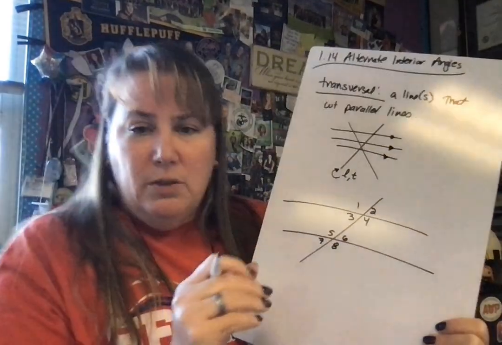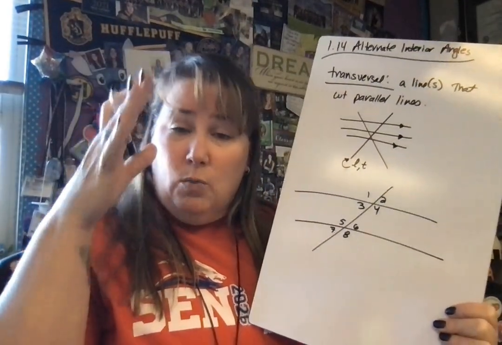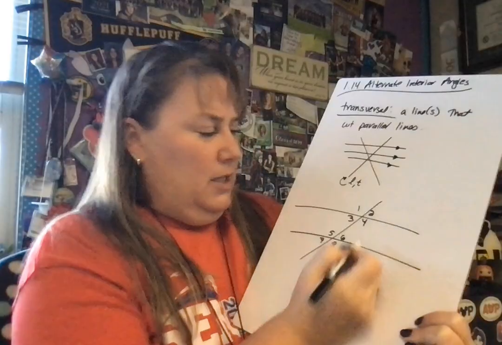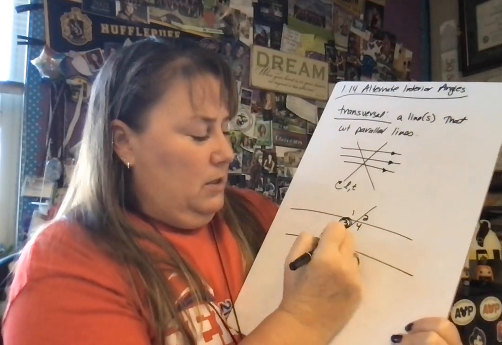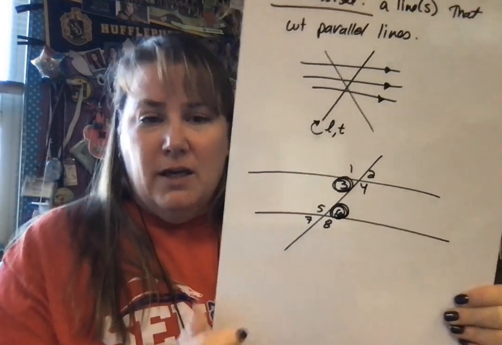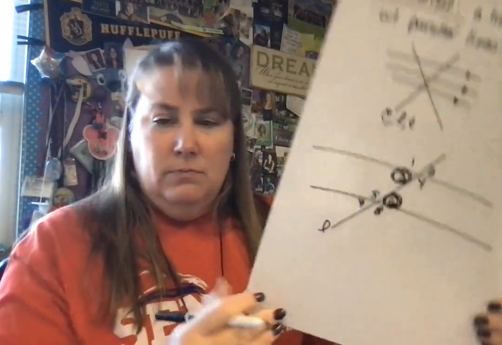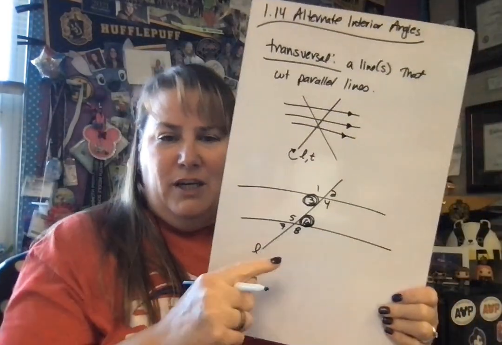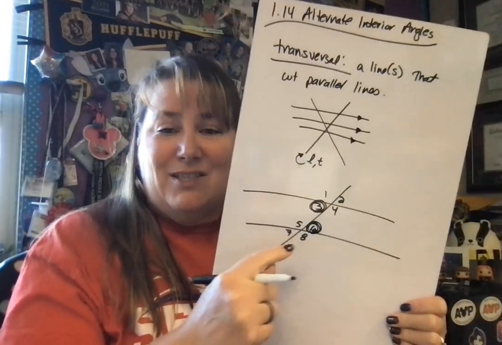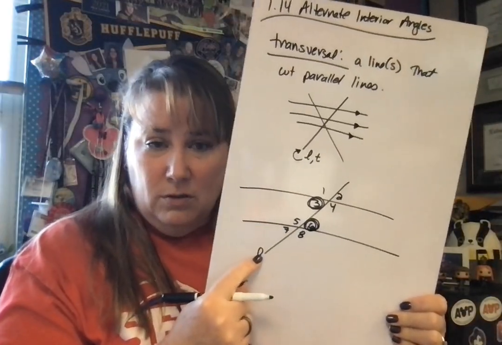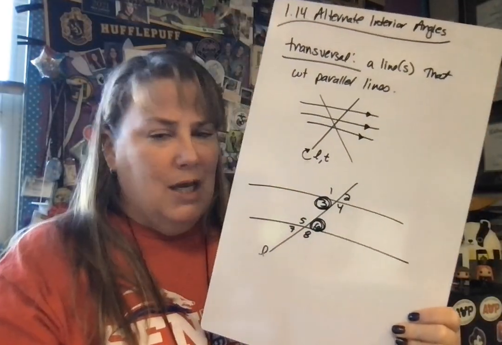Okay, so alternate meaning you have one angle on one side of the line and one on the other side of the line. So 3 and 6 are alternate because you have one on each side of this transversal. And let's call it L. Okay? So when I talk about alternate, I'm talking about one angle on each side of the transversal. Okay, they're alternating from each other.